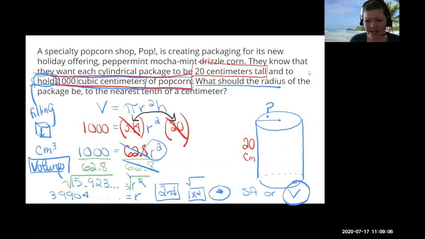So am I done? No, you have to round it. Thank you. I have to round it. Where did they want me to round to? The nearest tenth. Careful, guys. A lot of students who think they're rounding to the nearest tenth actually round to the nearest unit. So if I want it rounded to the nearest tenth, I want my number to end right there.